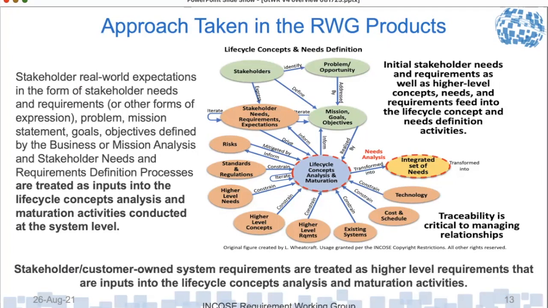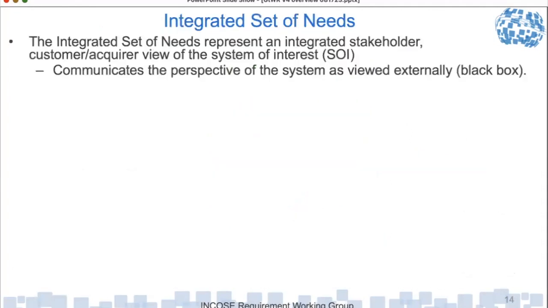So again, the stakeholder customer-owned system requirements are treated as higher level requirements that are inputs in lifecycle concept analysis and maturation activities. You can read in the INCOSE Systems Engineering Handbook, elaboration for other system requirements, why it's a bad practice for a contractor to try to build based solely on the requirements given to them by the customer. And it explains a whole lot of reasons why you don't want to do that.